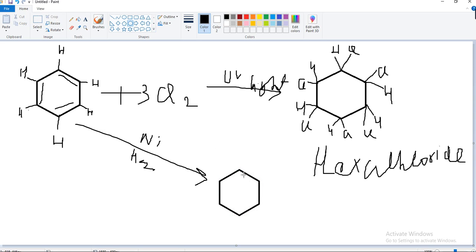The ring is called cyclohexane, and on the ring there are 2 hydrogens on each carbon, like chlorine. So it is cyclohexane. It is a cyclic ring but not aromatic, because it doesn't have any conjugation or multiple bonds. Conjugation means alternate double and single bonds.